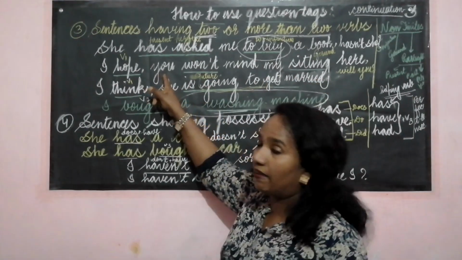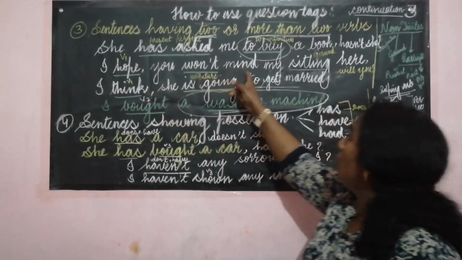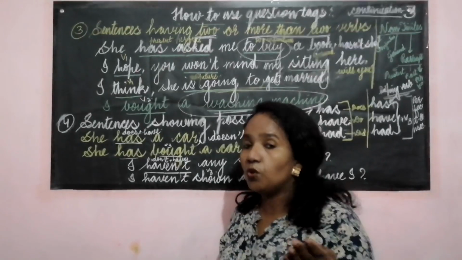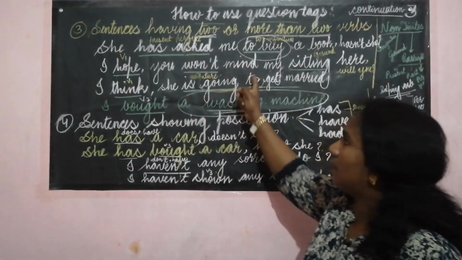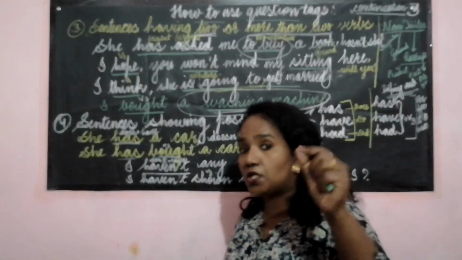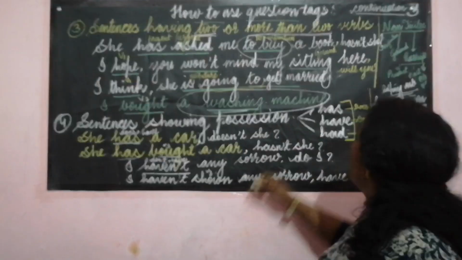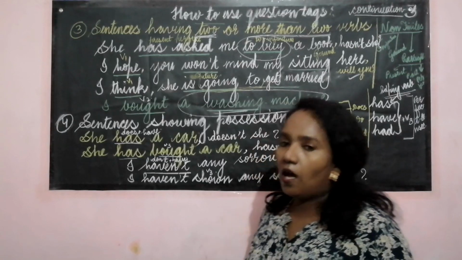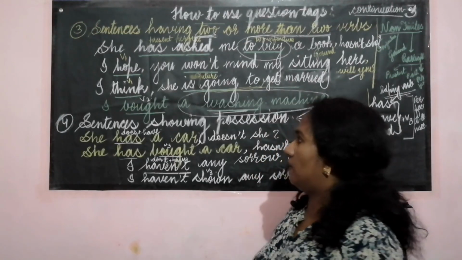The main sentence reads in this way: you won't mind my sitting here. You won't mind. You will not mind. This is a negative sentence. Therefore, our question tag will be will you. Will you mind my sitting here? I hope you won't mind my sitting here.